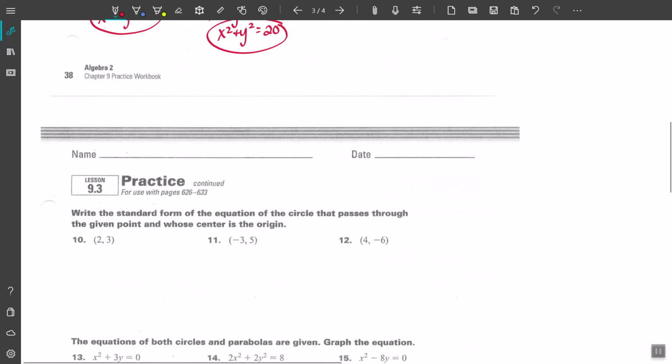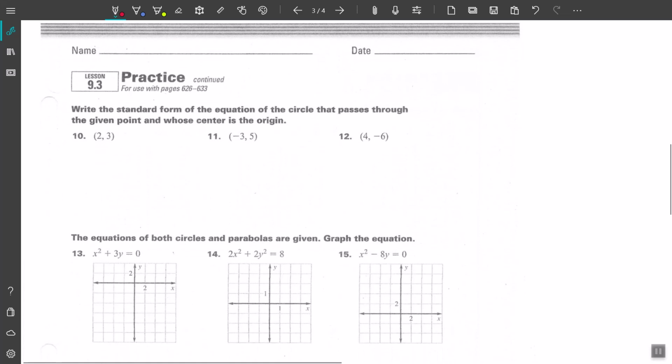So on the back, they are asking us once again to write the standard form of the equation of the circle, but now they're giving us a point, one of the points that the circle passes through. So one of the points on that circle is 2, 3. Our origin is still the center, so that means we can still use our standard form equation like this. It's just now we don't have the radius. We've just been given different information than we were on the previous problem.